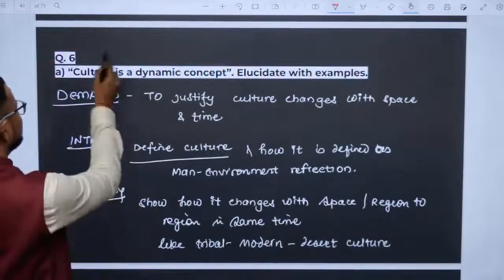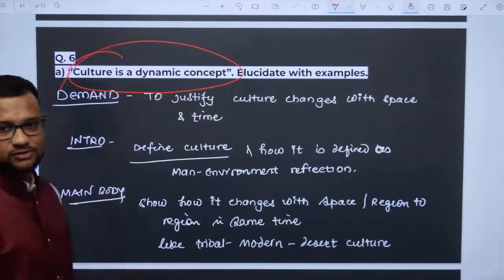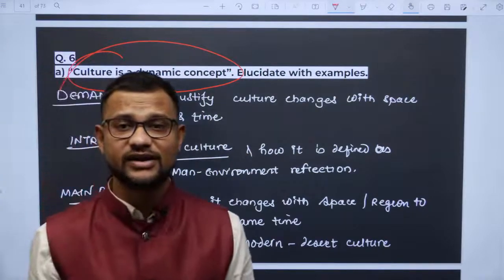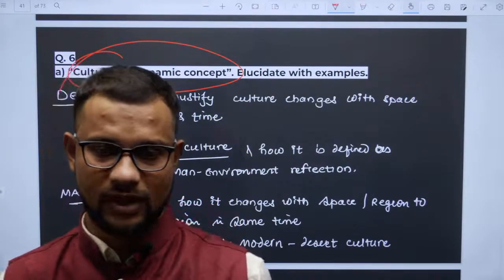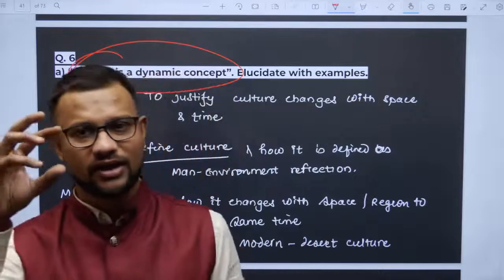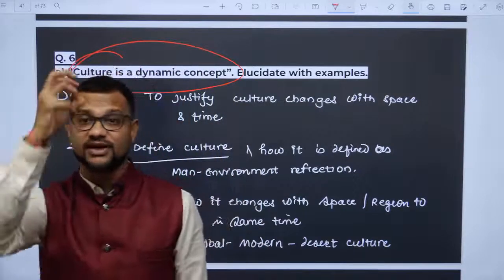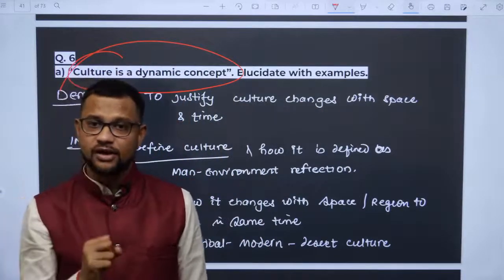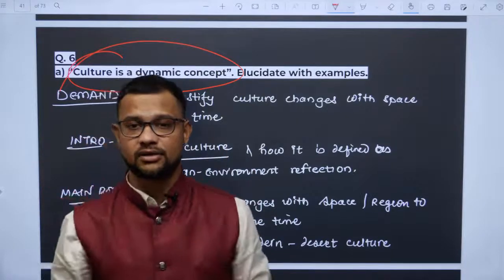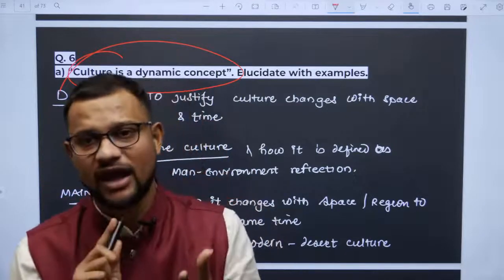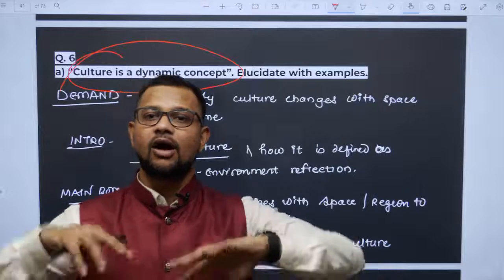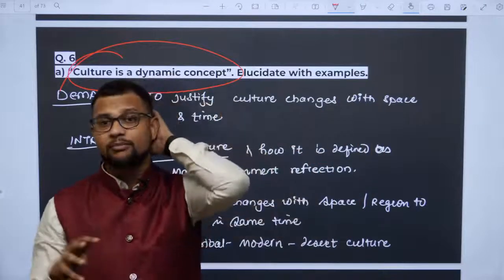Then this is the most interesting question. Culture is a dynamic concept. अब इसका इंट्रोडक्शन कंक्लूजन क्या करोगे? कल्चर, define the culture, the first its nature, then in main body how it is dynamic, why it is dynamic, and then in the end how it leads to some benefits as such and problems also.